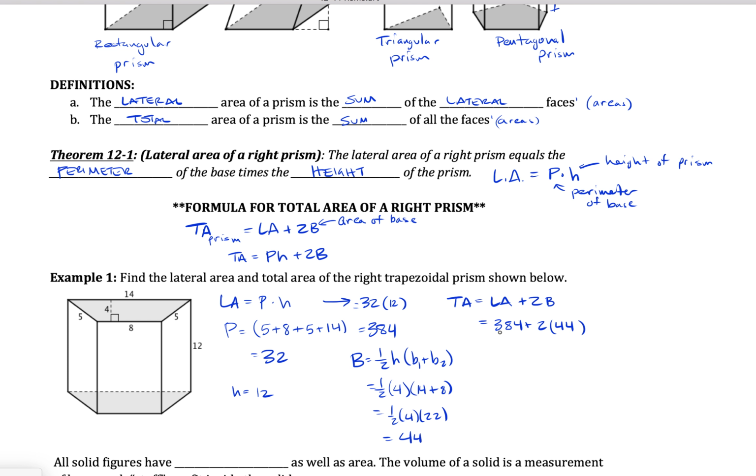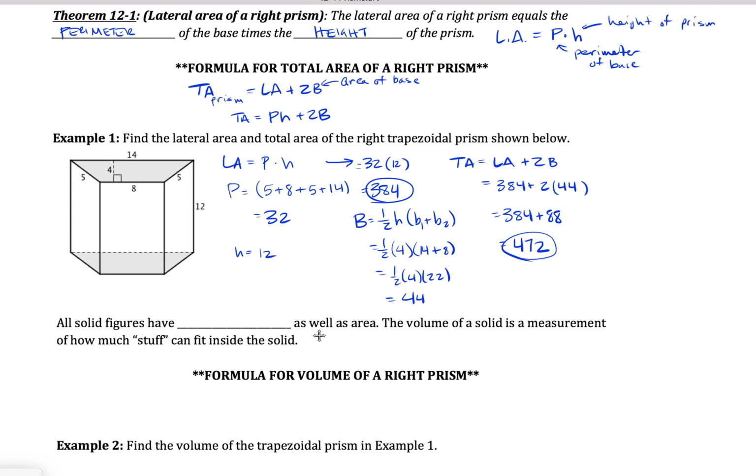So I'm looking at 384 plus 2 times 44. Well, that's 384 plus 88. And 384 plus 88 should be 472. So there's my total area. Here was my lateral area. And it's pretty much as simple as that.